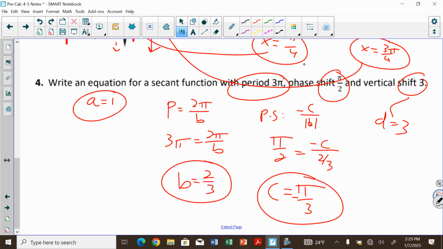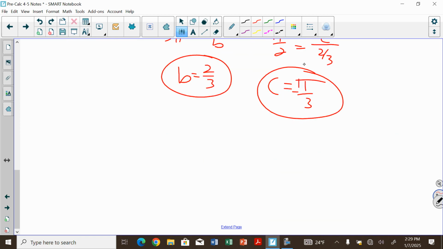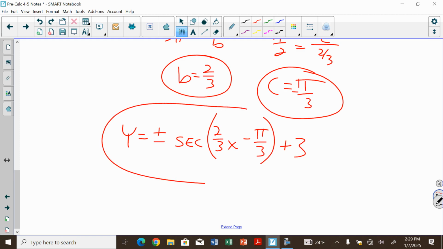So now I can plug in the equation in secant form: y equals plus or minus, my amplitude is 1, and we're talking secant. So secant, my B value is 2/3. Then I have the x. My phase shift is the opposite of C, so minus pi over 3. And my vertical shift is 3.